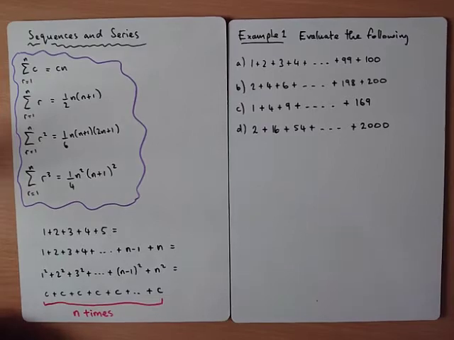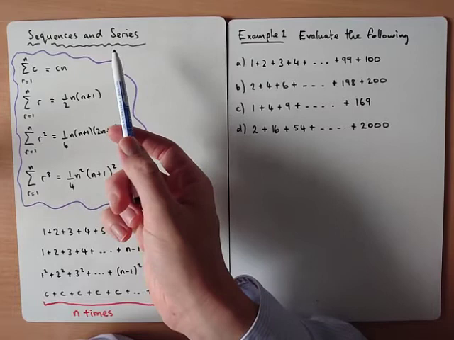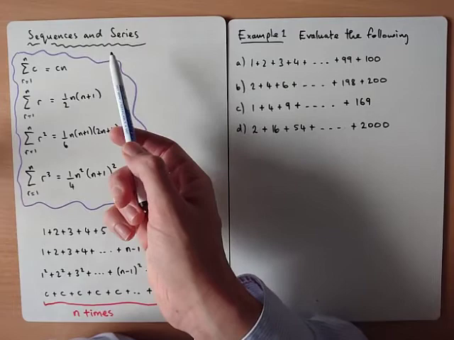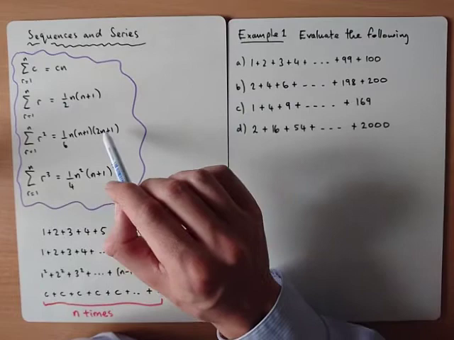Let's take a look at an introduction to a topic called sequences and series. Now, you might already be familiar with some types of sequences from GCSE maths, but we're going to look at some special types of sequences. And the notation is here. Before we jump straight into looking at this notation, because it can be a little bit tricky to get your head around, let's just look at a few simple examples first.